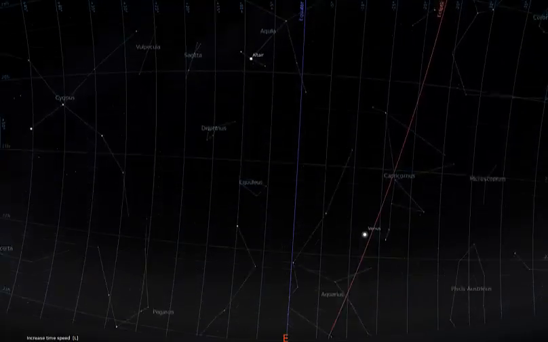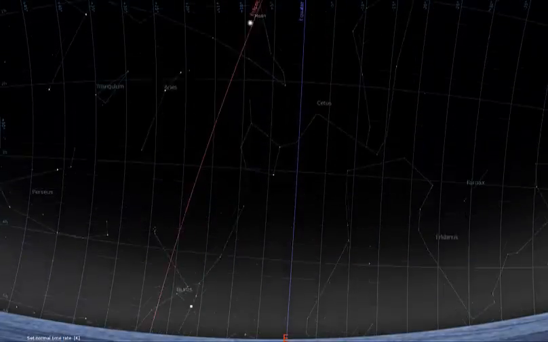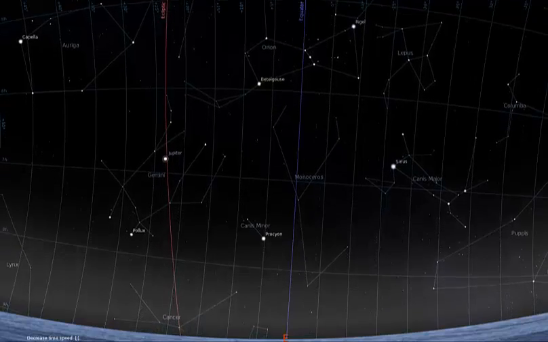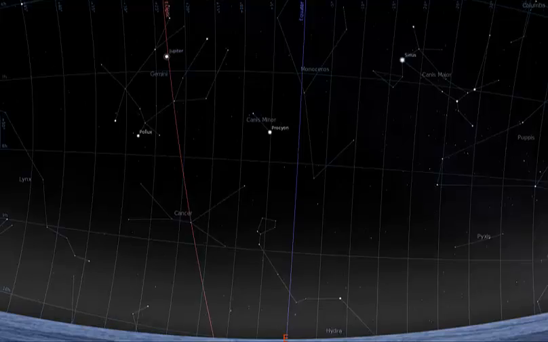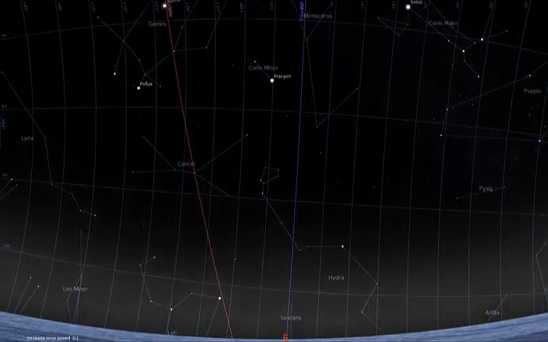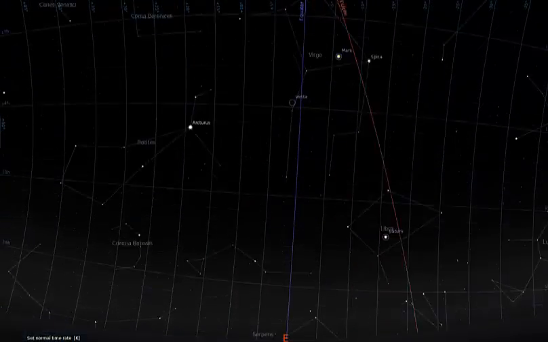Okay, let's slow it down a little bit more so we don't have to go zipping by quite so fast. There we go. Okay, now as we are moving, I think I can make it a little faster than that. But there's no intermediate speed. I need an intermediate speed.